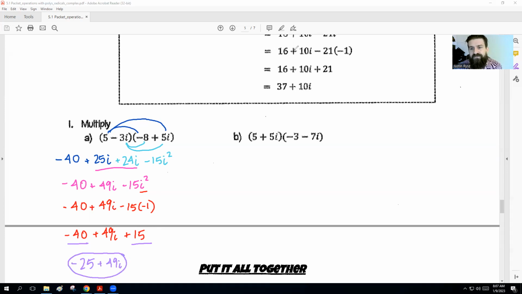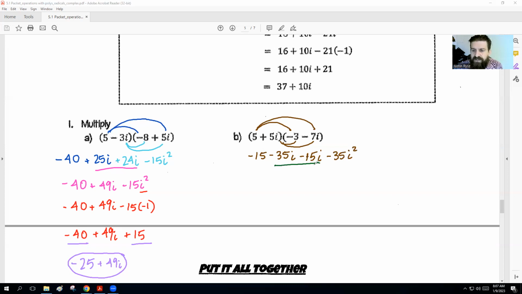All right, if you guys want to pause this video to try it on your own, feel free to do that. See how this goes. All right, 5 times negative 3 is negative 15. 5 times negative 7 is a negative 35, and we have an i. Moving on to the bottom here, 5 times negative 3 is a negative 15. We got an i, and 5 times negative 7 is a negative 35i squared.